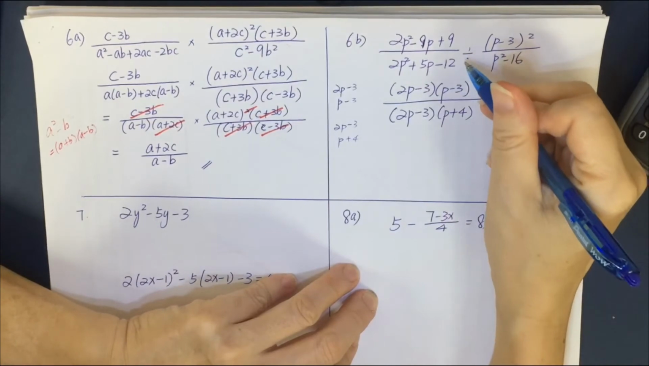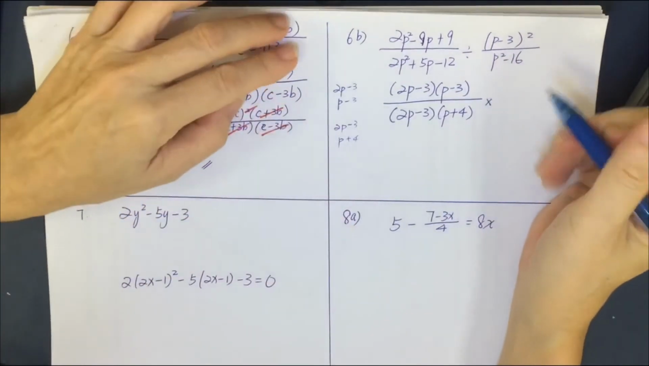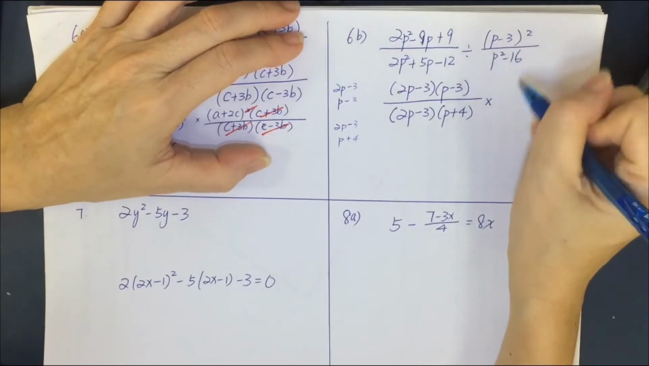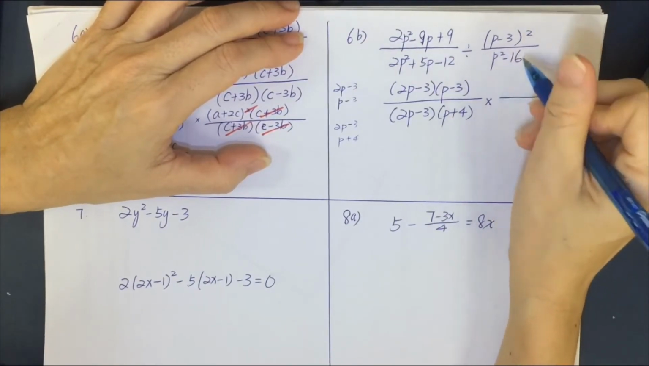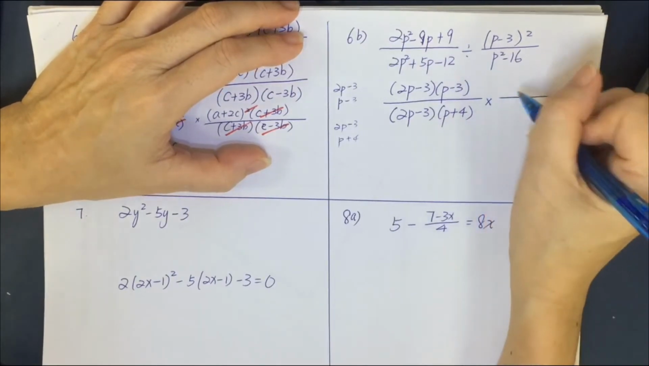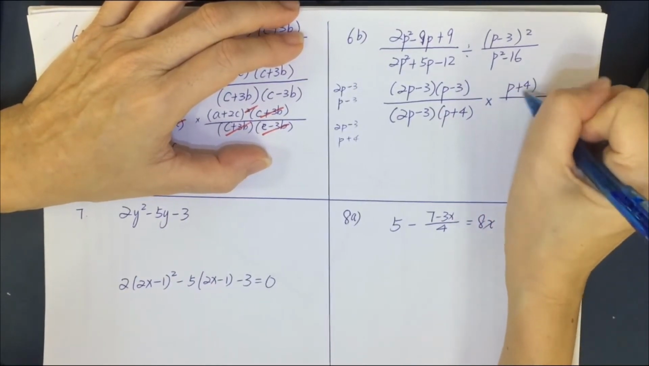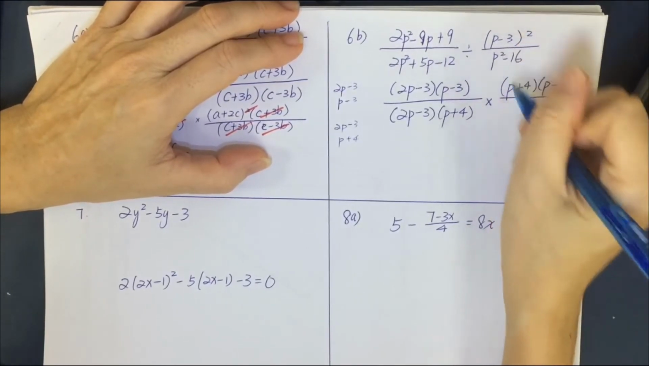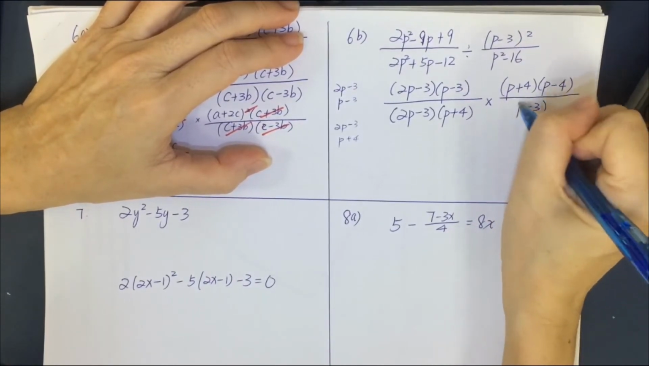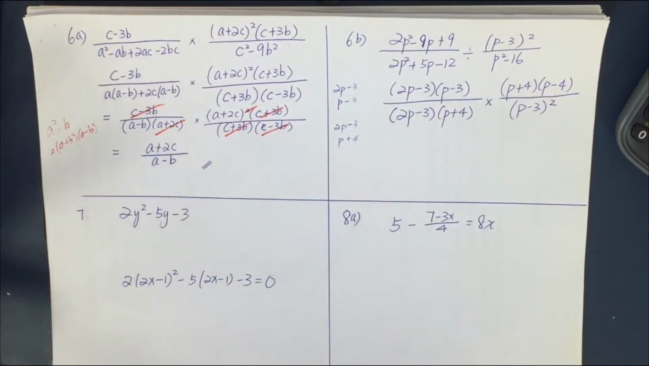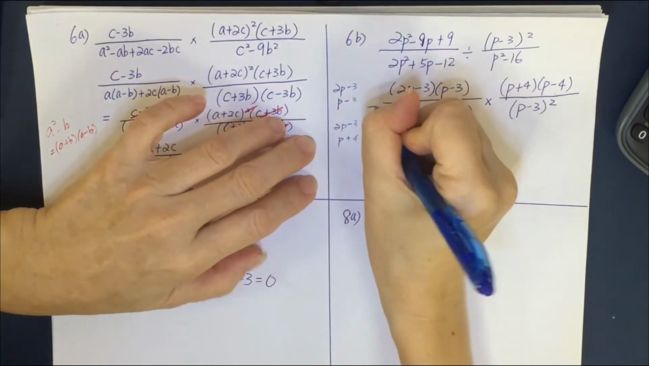Okay, next is divide. Divide means multiply by the reciprocal. So the reciprocal, this one should go to the numerator. And this one we can further factorize to be p squared minus 4 squared, which is p plus 4 times p minus 4. And this one is p minus 3 times p minus 3, so square of p minus 3. Now every term is factorized already.